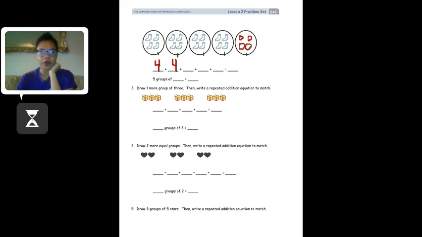Next, I'm going to look. Okay, there's 1, 2, 3, 4 socks in my third group. So now I'm going to write the number 4 in my third blank to represent my third group. There we go. Now let's see, I still have 2 groups left. So let's see how many socks are in my fourth group. Well, if I count, there's 1, 2, 3, 4 socks in it. So now I'm going to write the number 4 to represent the 4 socks in my fourth group.